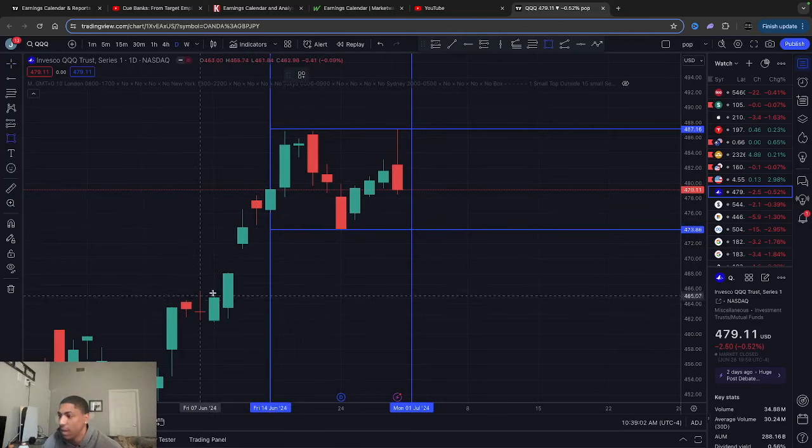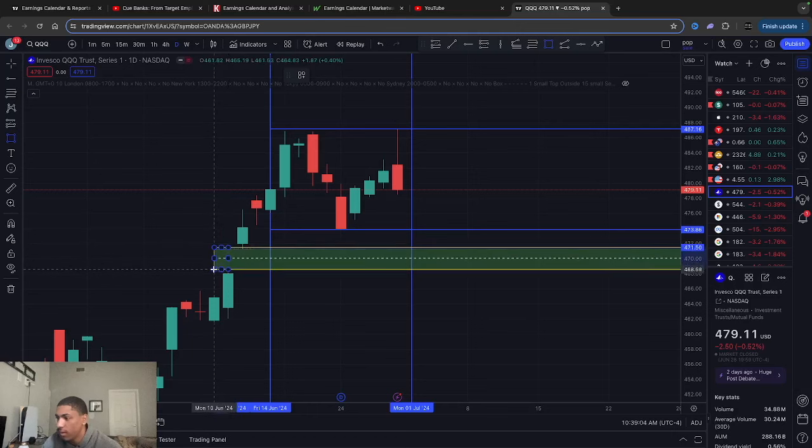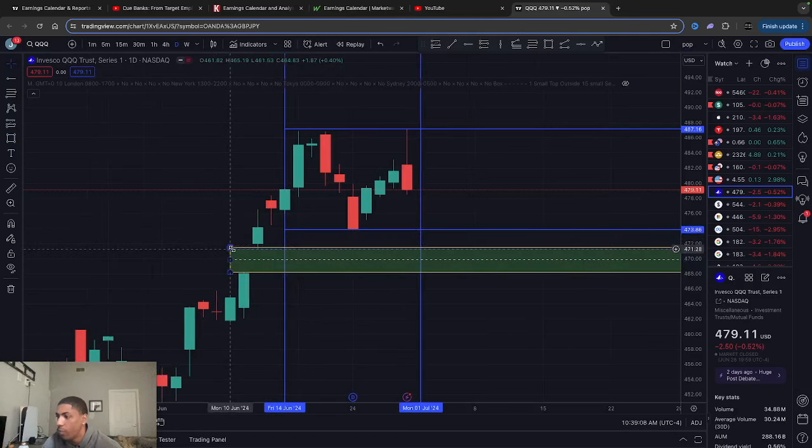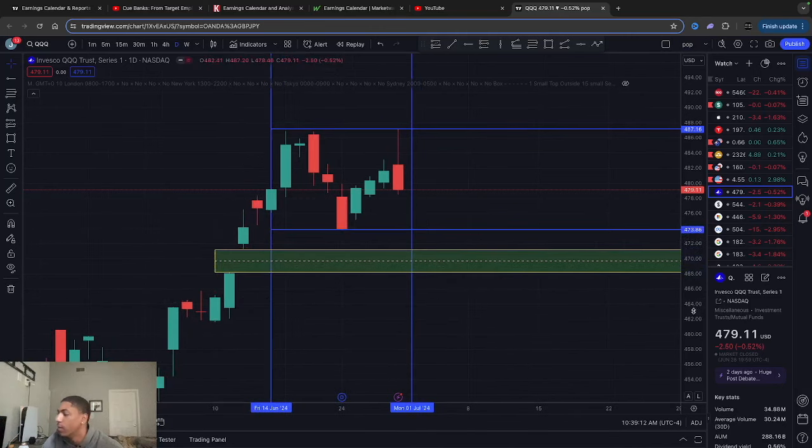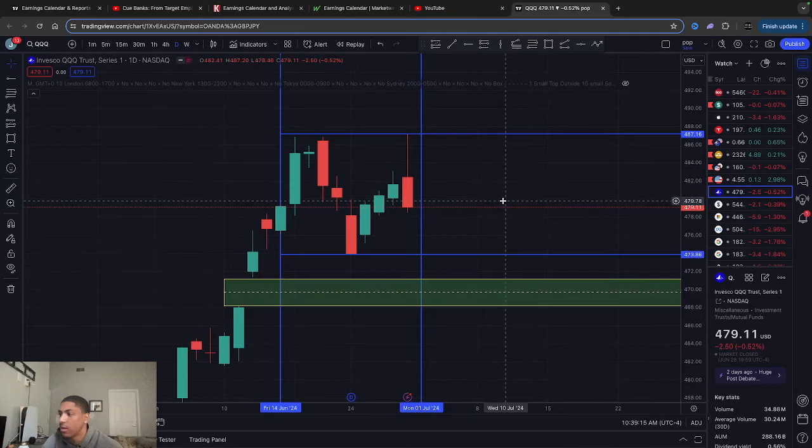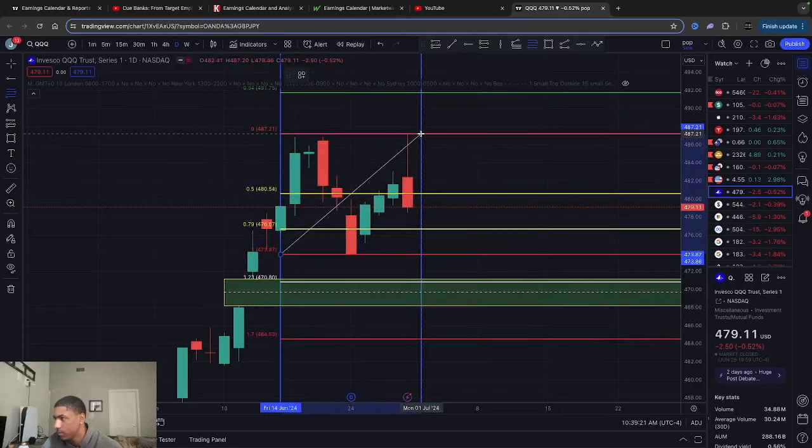So what do we see now? We see our imbalance is still here. Imbalance is still here. Now, price does not have to come back down to this level, right? But we're just going to see once we finish our market analysis. Remember, Fibonacci, bottom to top. Then we're going to grab our rectangle.